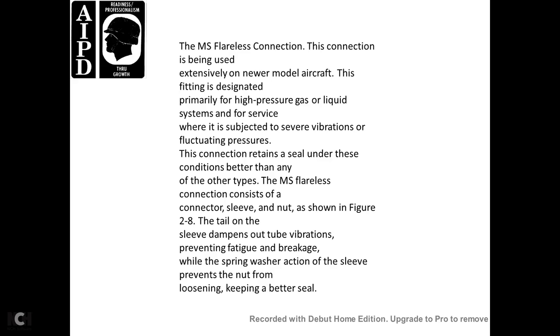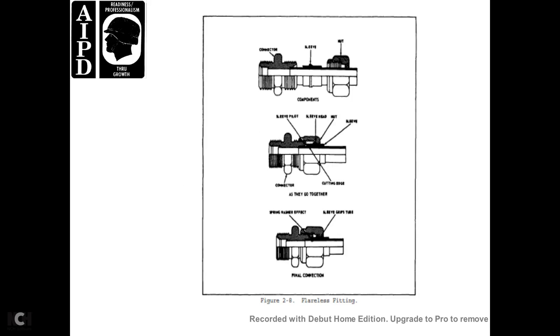The military standard flareless connections consist of the connector, sleeve, and nut, as shown in Figure 2.8. The tail of the sleeve dampens out vibration of the tube, preventing fatigue and breakage, while spring washer action in the sleeve prevents the nut from loosening, keeping a better seal. Figure 2.8 shows the flareless fitting components as they go together and the final connection.